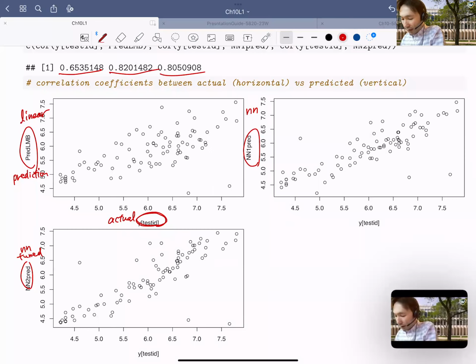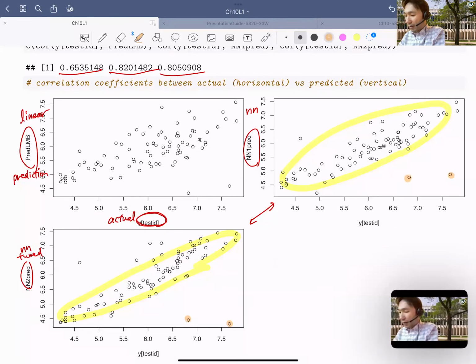And you can see that the difference between these two is actually not much, but for the majority of observations, this one has higher correlation. This has slightly lower correlation. But when we look at some outliers, actually, outliers are slightly better in this model rather than this model.